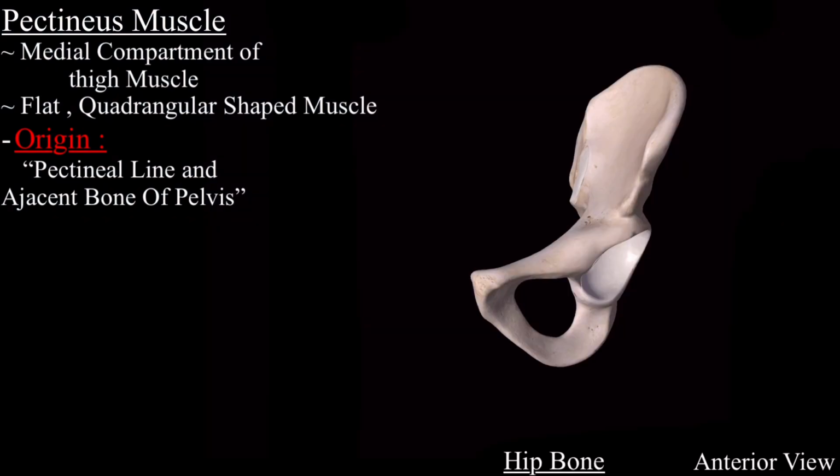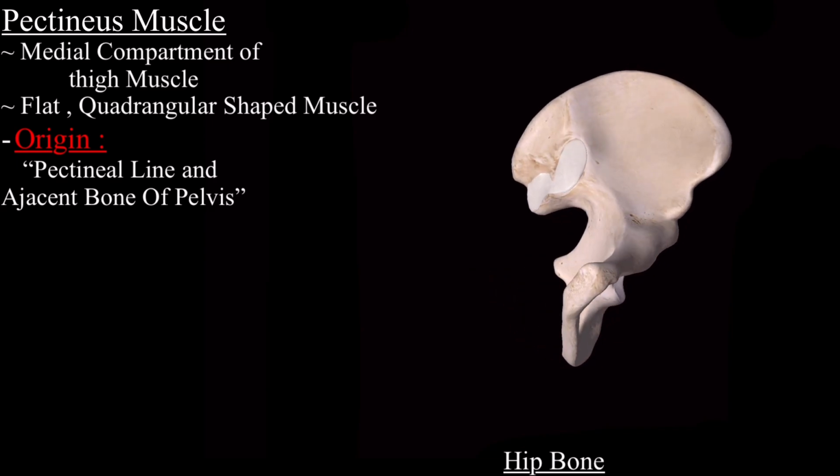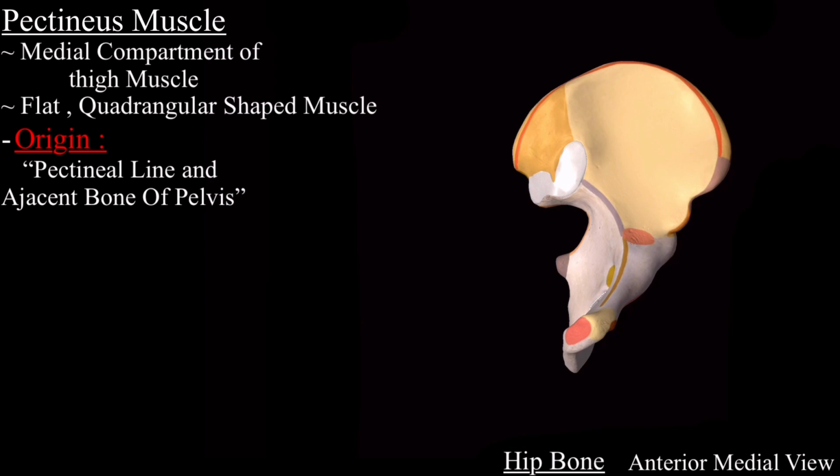This is an isolated hip bone with the interior view. In the anterior medial view, this is the pectineal line. And from the pectineal line and adjacent bone originates the pectineus muscle.